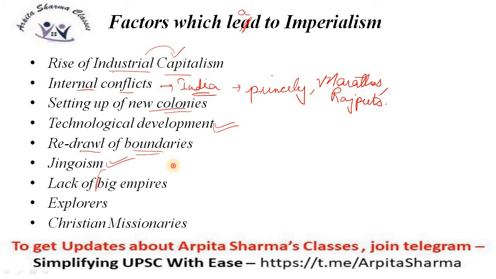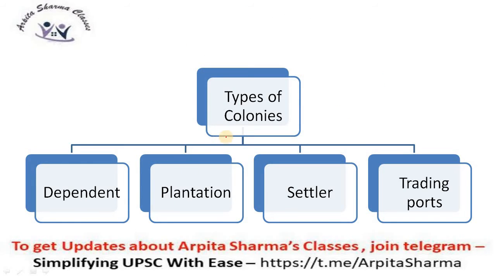Then lack of big empires. If I talk about India, it lacked big empires who could resist imperialism. There was no big empire in India who could stop Britain from imperializing or colonizing India. Similarly, there were other countries as well which did not have many big empires, so they were easy to imperialize. Then explorers and adventurers, for example, Vasco da Gama, Amerigo Vespucci, Bartholomew Dias, they were all explorers and adventurers, so they tried to colonize and then imperialize the nation. And the spread of Christian missionaries, they also tried to influence the people of a colony, and hence it also led to imperialism.